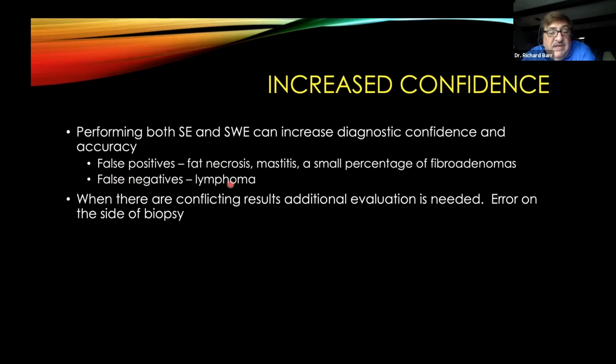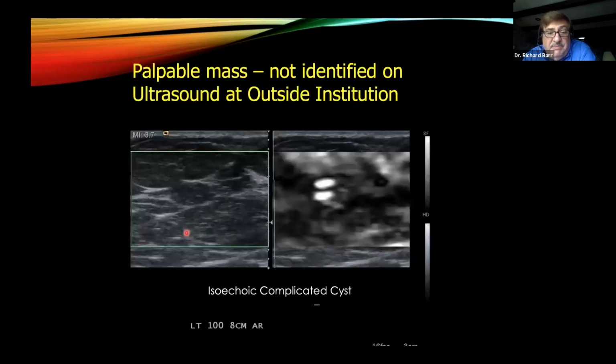All our false negatives have been lymphoma, which actually is soft. Ours have been very well circumscribed, very hypoechoic lesions with marked blood flow. So when we have those lesions, we don't believe elastography, especially if the patient has lymphoma. And obviously, when there are conflicting results, you should always err on the side of biopsy.